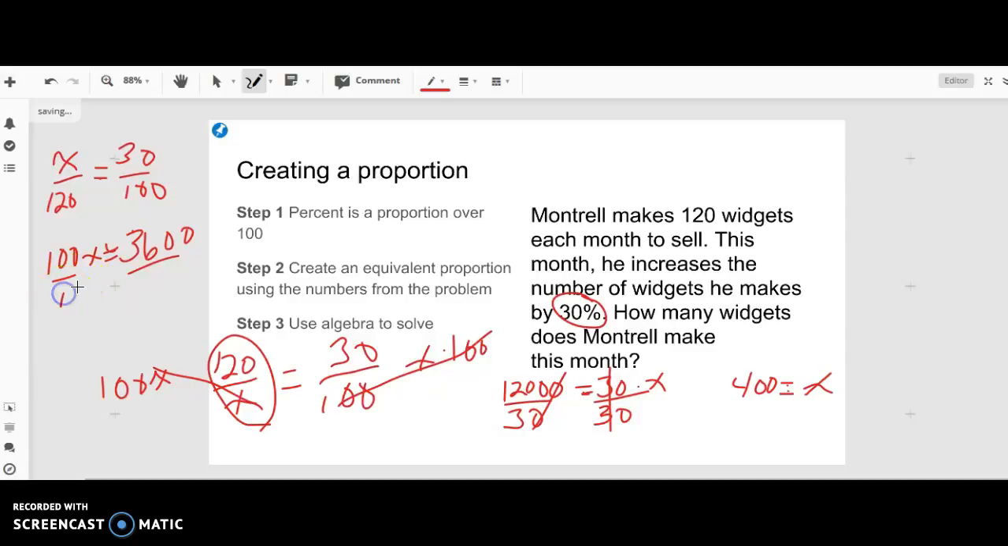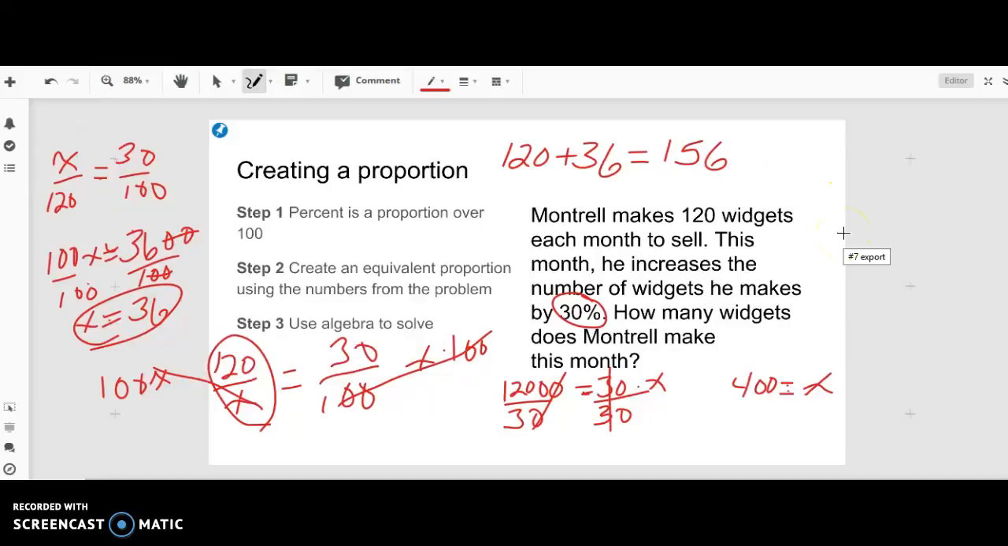Divide both sides by 100. Divide this side by 100. I have x equals 36 because the 2 zeros cancel out. 36 over 1 is 36. So this tells me my percentage increase is 36. So now I can go back as we did in the first problem, and 120 plus 36 equals 156.